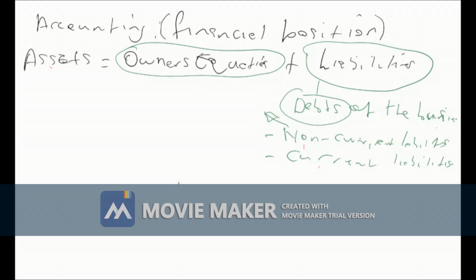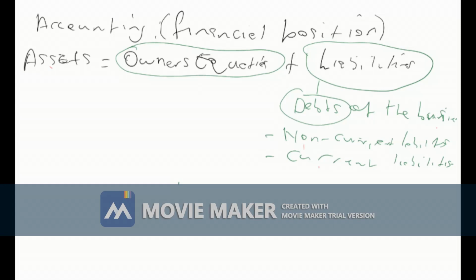Maybe it can be a debt of 5 years. Maybe a business decided to borrow money that will take 5 years to pay back, or even 10 years. So it depends on that particular loan. Current liabilities are those liabilities that can be settled or paid off within 1 year. So any debts that can be paid off within 1 year will be called current liabilities.